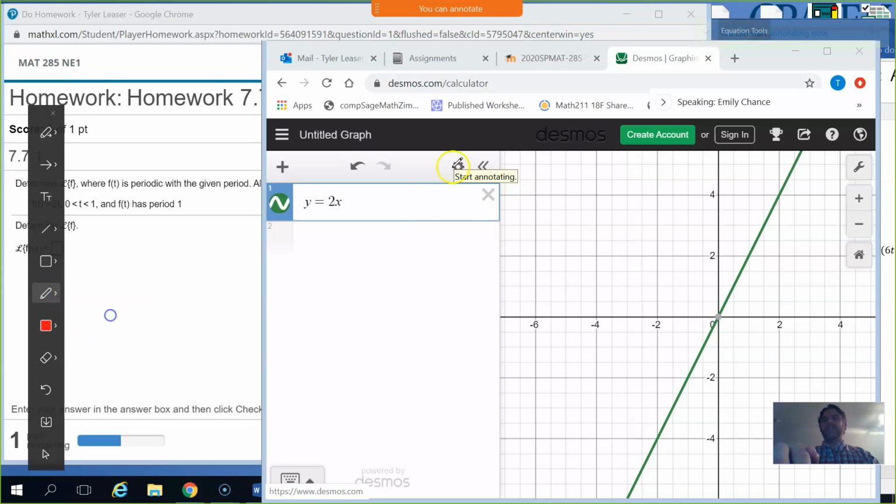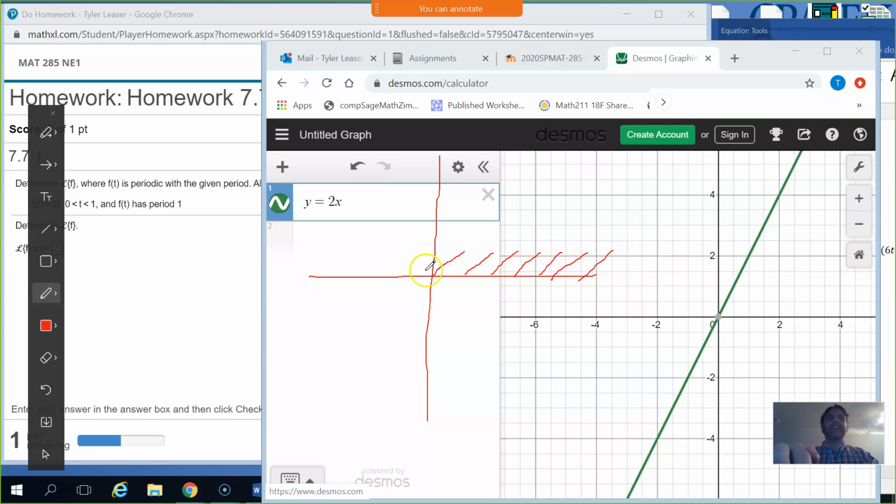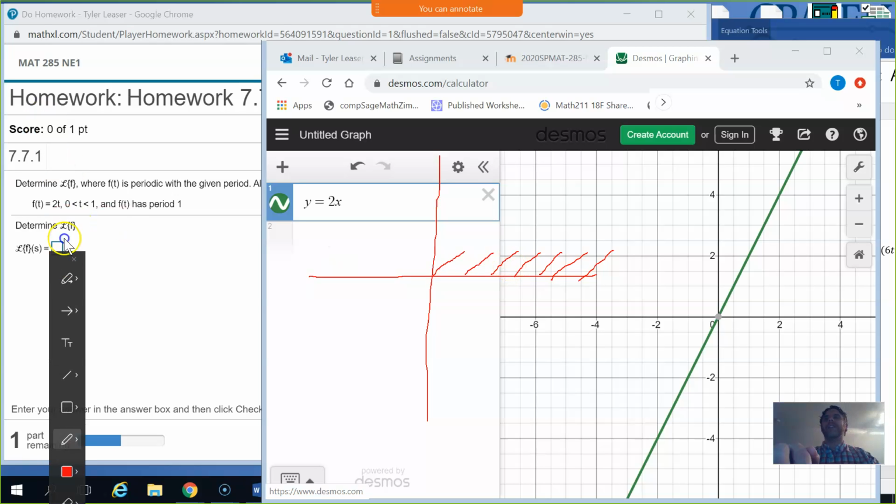The graph of this one, if it has a period of 1, is going to be the normal diagonal line that only goes out to 1. But then it just repeats that diagonal line from 1 to 2, 2 to 3, 3 to 4, 4 to 5, and so on and so forth, right? The function f of t from 0 to 1 with a period of 1 takes that graph and repeats it forever and ever. Does that make sense? Yeah.